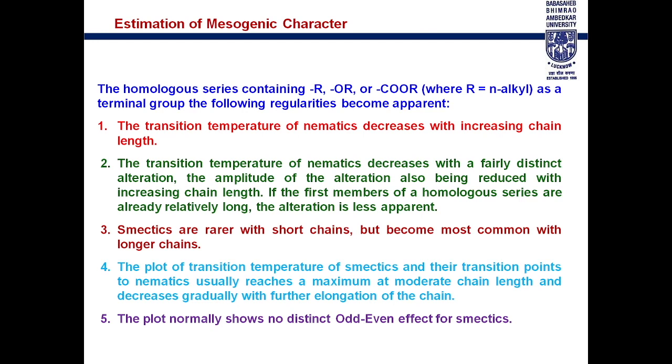The plot of transition temperature of smectics and their transition point to the nematic usually reaches a maximum at moderate chain length and decreases gradually with further elongation of the chain. The plot normally shows no distinct even-odd effect for smectics.